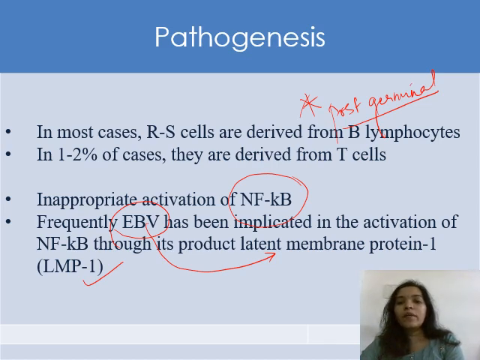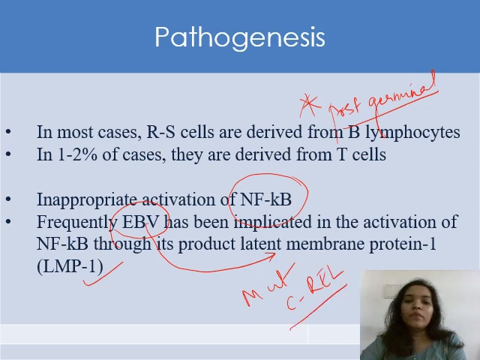And this NFKB activation can also take place when there is a mutation which is involving CREL gene. The mutation involving the CREL gene that is present on the chromosome number 2 can also cause activation of NFKB in non-EBV associated Hodgkin's lymphomas.